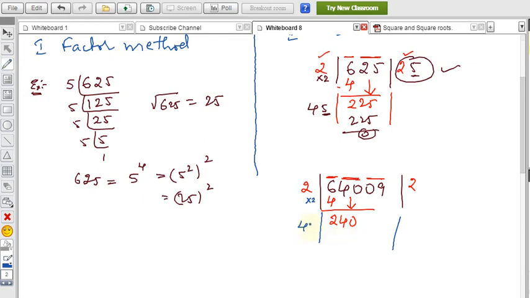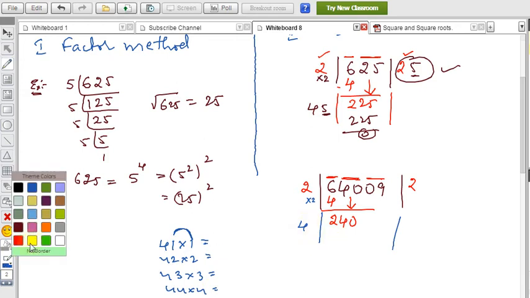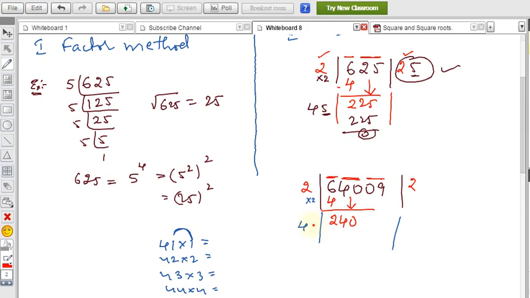240. 41 ones are, 42 twos are. Check which is nearest. 41 into 1, 42 into 2, 43 into 3. Here both places should be the same. 44 into 4. Which is near to 240? 45 into 5. You can check it. 5 fives are 25, so 225. Then if you subtract, it's 15.